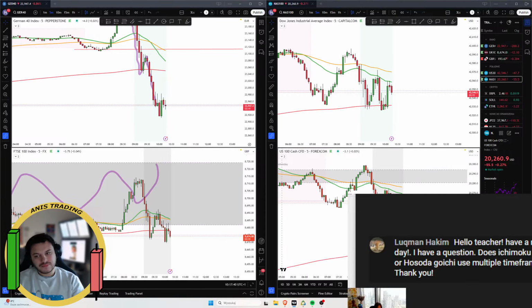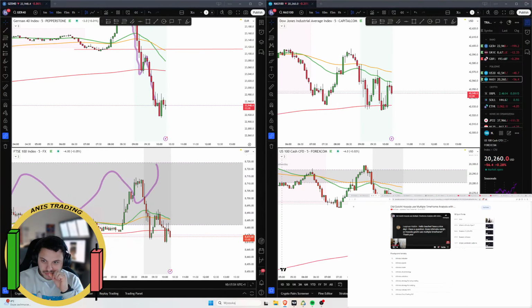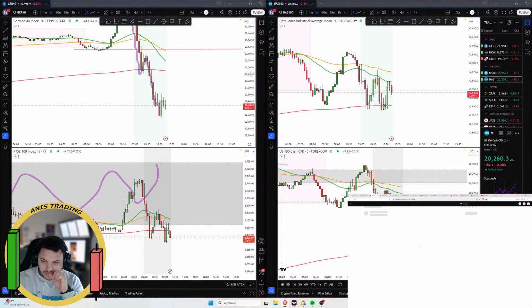And to dig a bit deeper than this, actually Ichimoku was invented to just check the daily time frame, but still can see short.